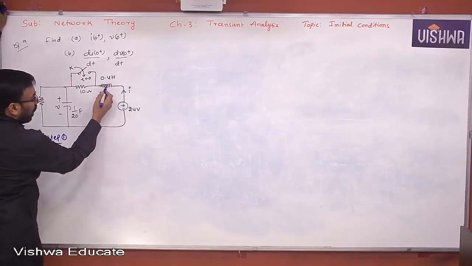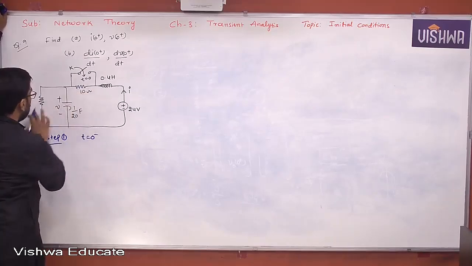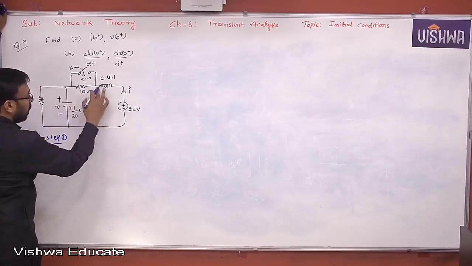Inductor is acting like what? Short. Capacitor is acting like open. Then 10 and 2 are in series. Then you can find directly.